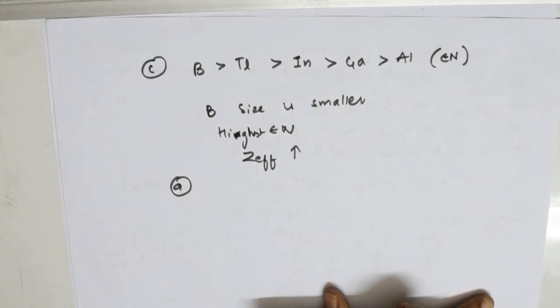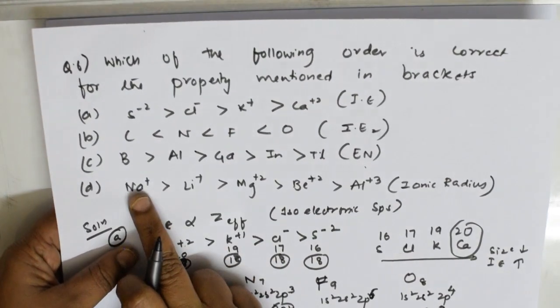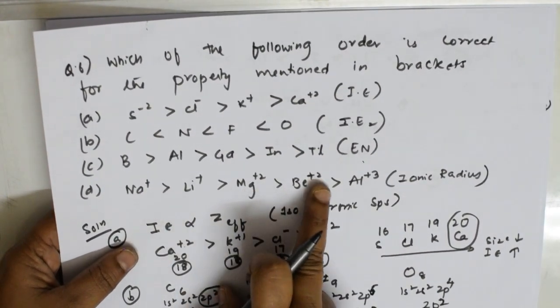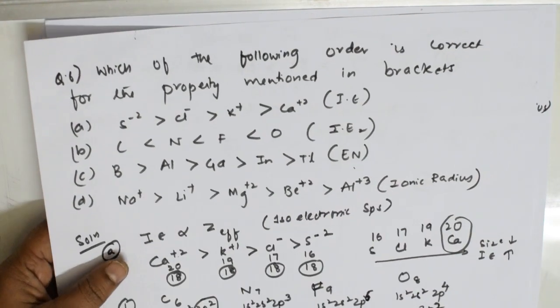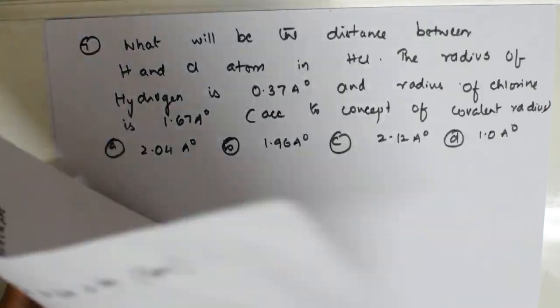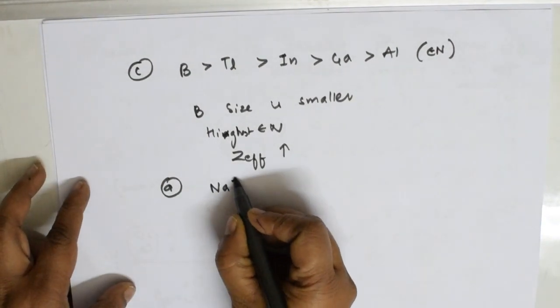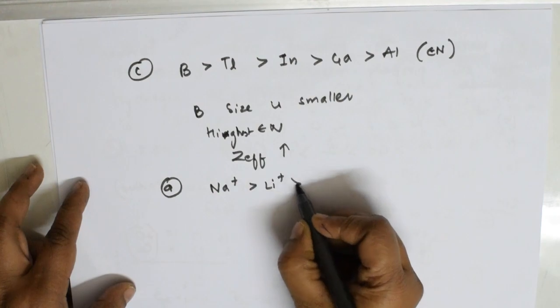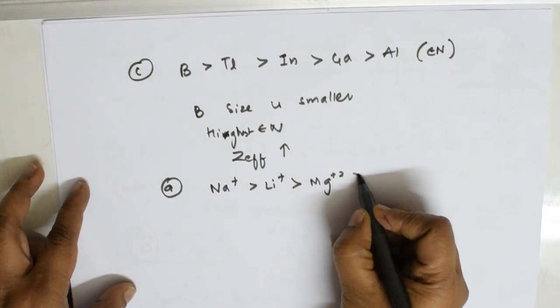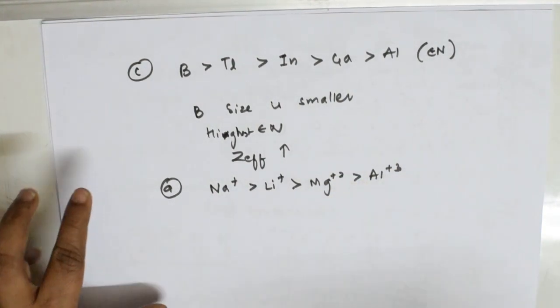What do they give me? They have given me sodium, lithium, magnesium, beryllium and aluminium based on ionic radius. Now, if I have to check the order, let us see. Sodium plus, lithium plus, magnesium plus 2, aluminium plus 3. Whether this is correct or not.